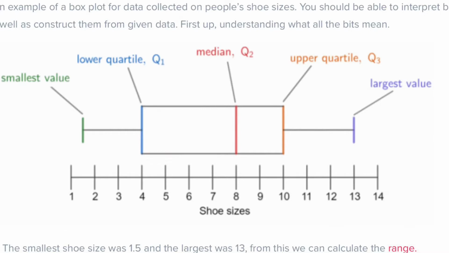The most important part of the data is the box in the middle. If you have a look at this, we've got the median in red, which is also called Q2. We've got the lower quartile in blue, which is called Q1, and the upper quartile in orange, which is called Q3. This is the central tendency of the data. By looking at the central tendency, we can see that most of the people's shoe sizes who were surveyed were between a size 4 and a size 10, with the middle being a size 8.